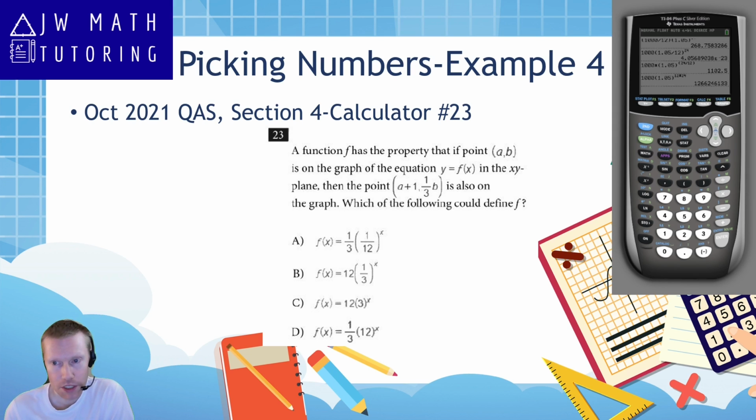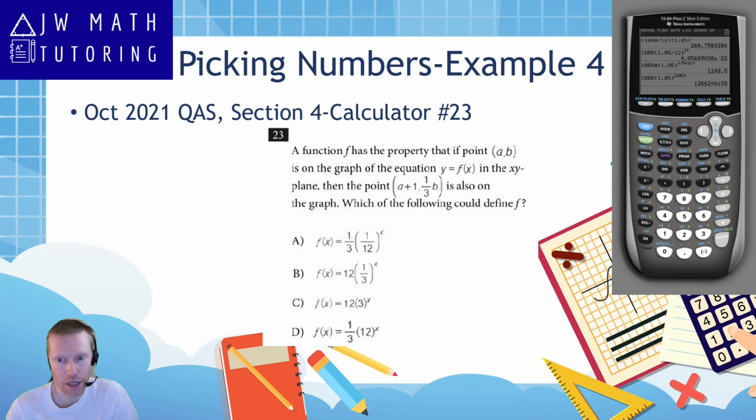So what I'm going to do is pick a value for a, and that's going to give me a value for b. Then I'm going to find what a plus 1 and what 1/3 b would equal. And then once I have those new points, I'm going to see which of those are on the graphs as well. It's a little confusing, but once you see what I'm actually doing, you get the hang of it, and it's not going to be too difficult at all.